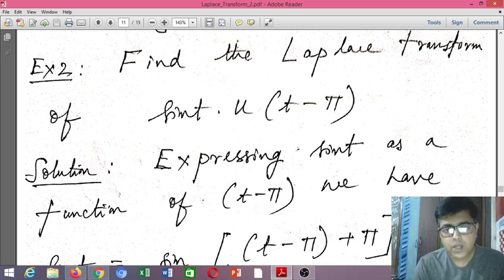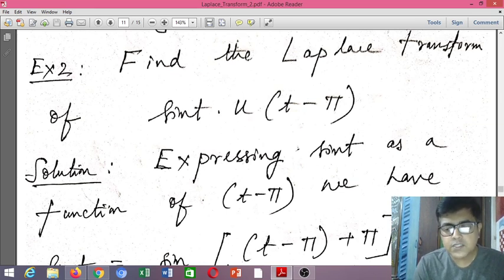But how? In the second shifting property it has been mentioned clearly that L of f(t minus a) into u(t minus a) is e to the power minus as into f bar s. But we are not getting that exact form. It is not sin(t minus pi). Had it been sin(t minus pi) into u(t minus pi), I would have applied that result immediately and got the result. But what we can do is represent sin t in the form of t minus pi. Very easily we can do that.